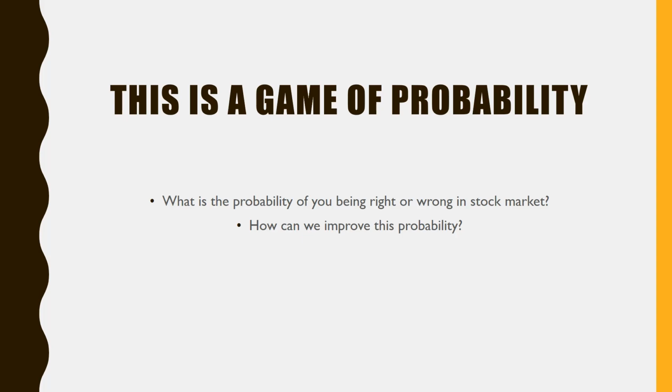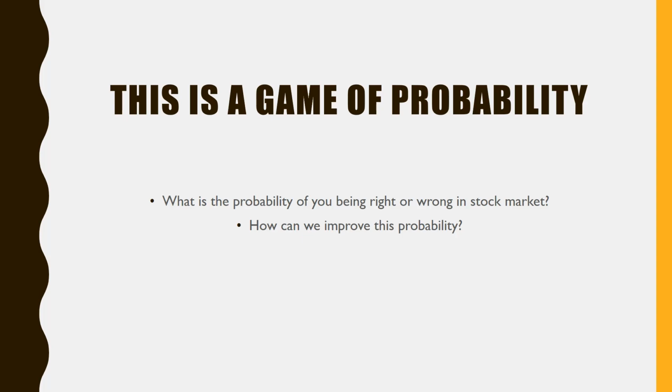So that's how probability works in the stock market. What is the probability of you being right or wrong in the stock market? The base probability is 50-50. Let's say you bought X company stock at rupees 100. You went long, you bought one stock at rupees 100. What is the probability of you being right that it will go up or down, without any other information? That probability is 50-50. It's like doing a coin toss. So you are either right or wrong.